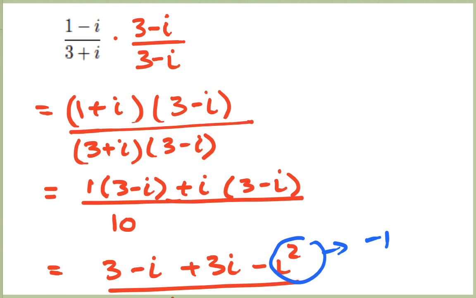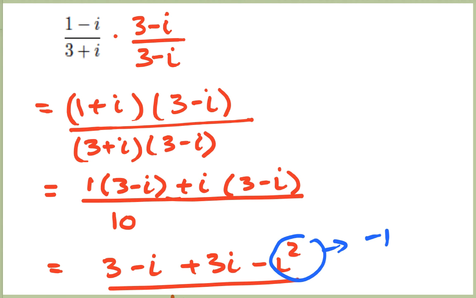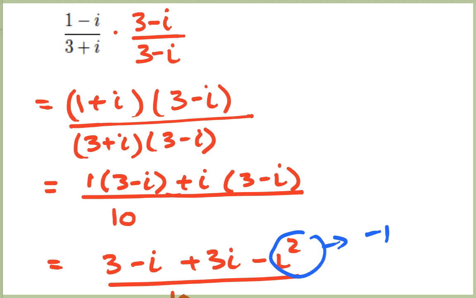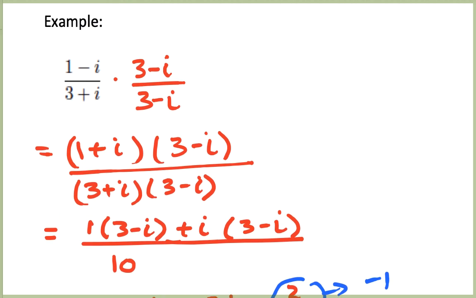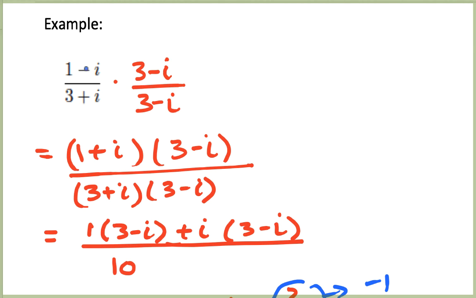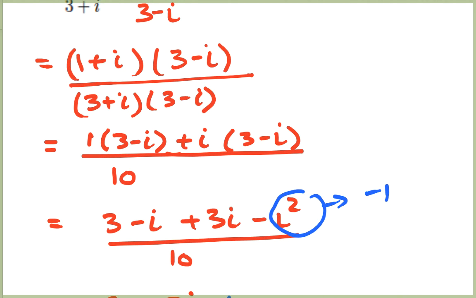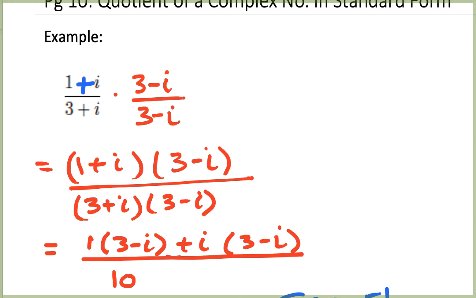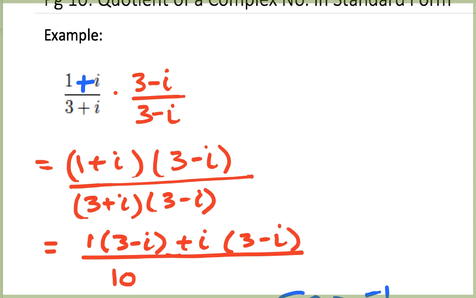Okay, so you see the answer for 1 minus i over 3 plus i. Oh, I made a mistake, guys. So this should be 1 plus i. So I'm just going to make this 1 plus i. Yeah, a little mistake. I didn't realize it was 1 minus i. So I'm just going to keep it as 1 plus i. And here is our answer. Small mistakes, guys. That's okay.